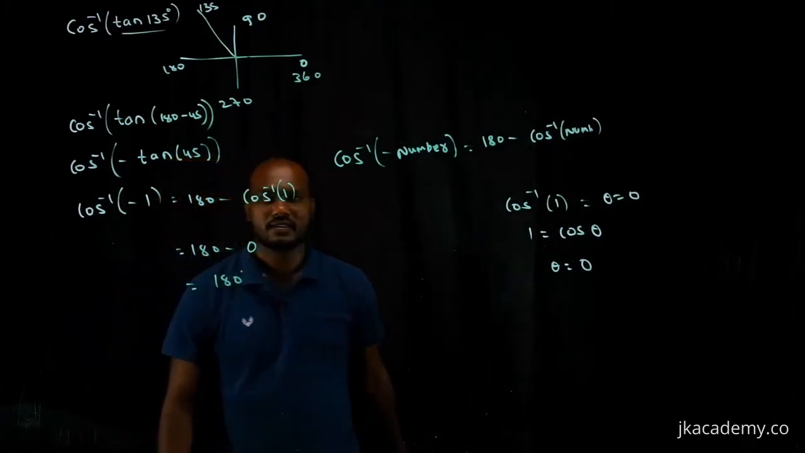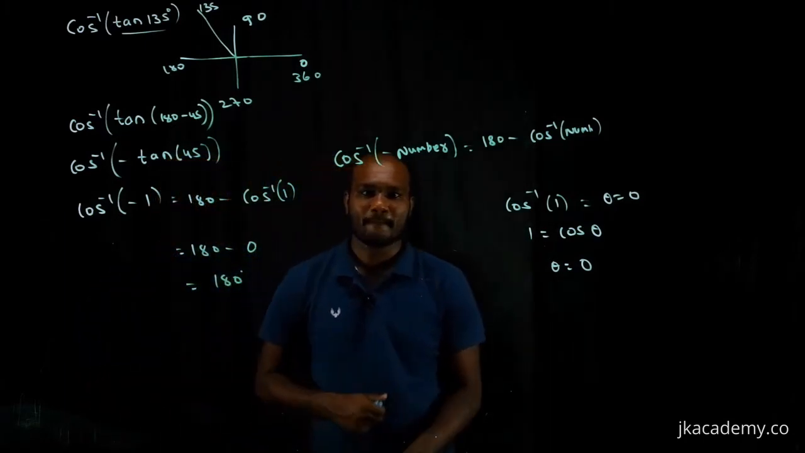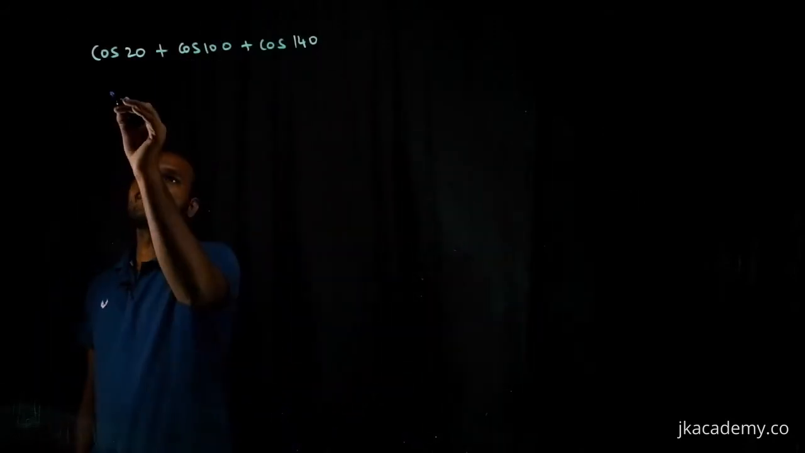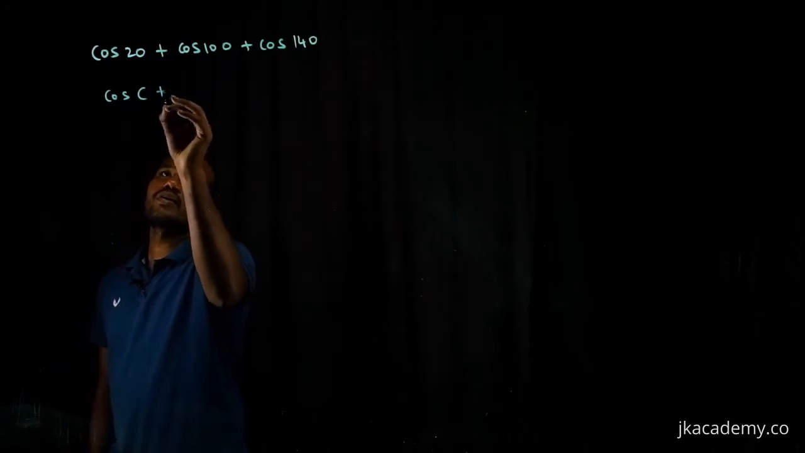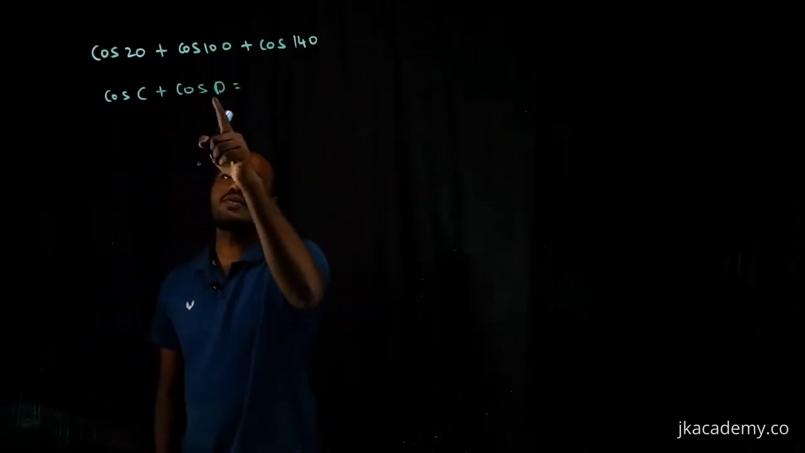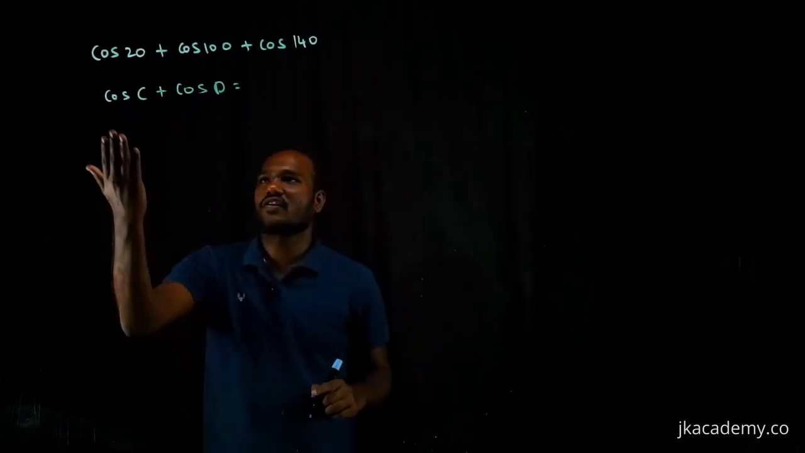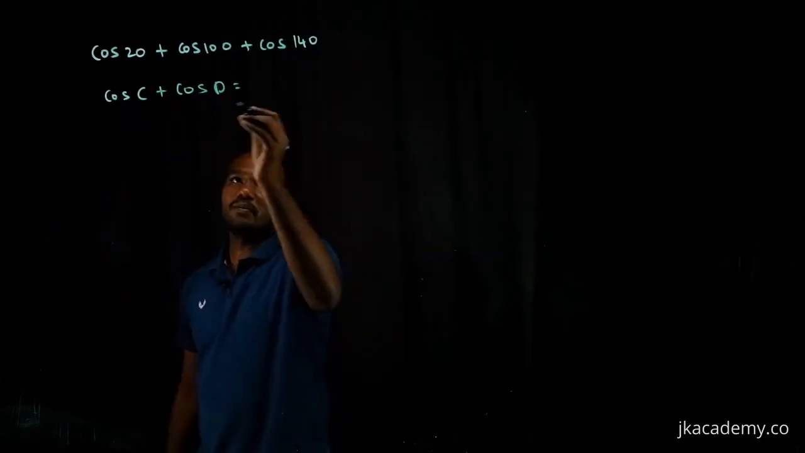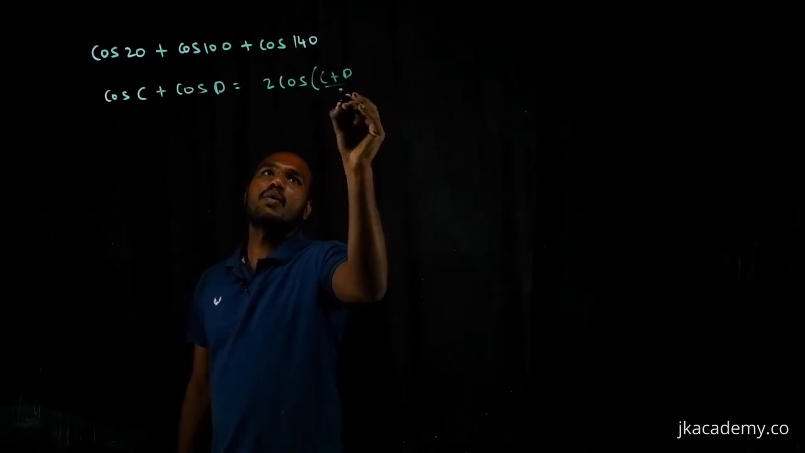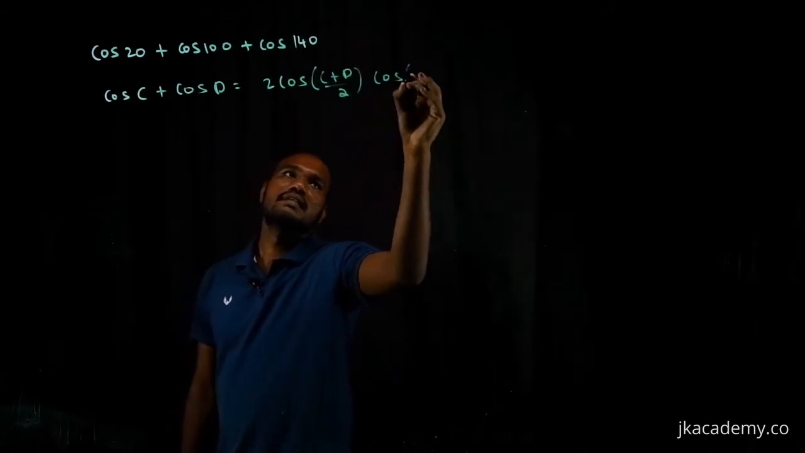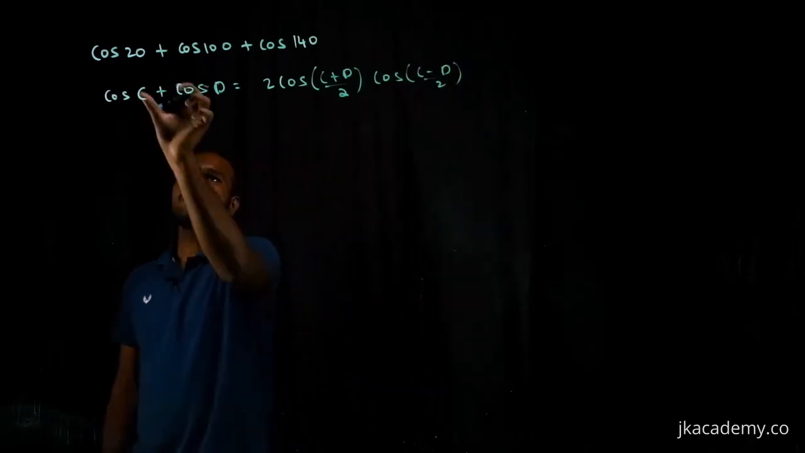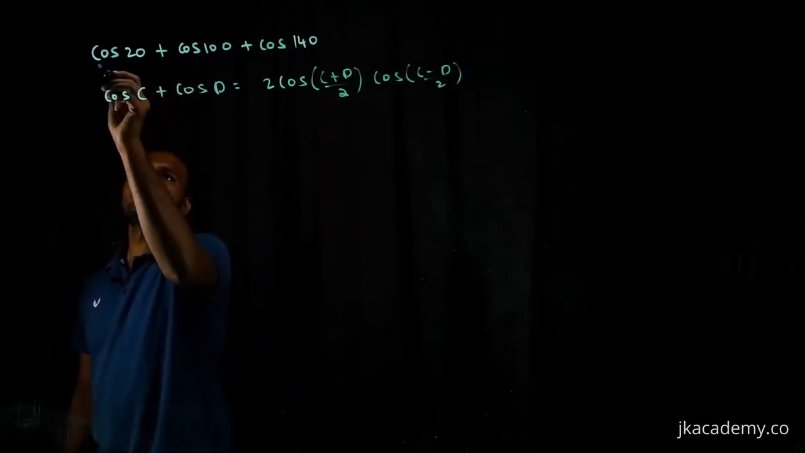180 degree. The solution is 180 degree. To solve this question, an important thing to know is the formula for cos C plus cos D, where C and D are some angles. The formula for this is 2 cos (C plus D over 2) cos (C minus D over 2). This is the formula. Now we'll apply this formula to this and this number.